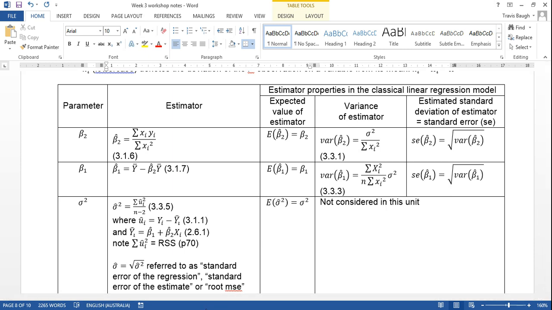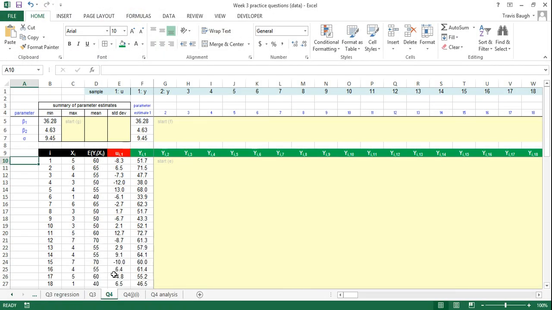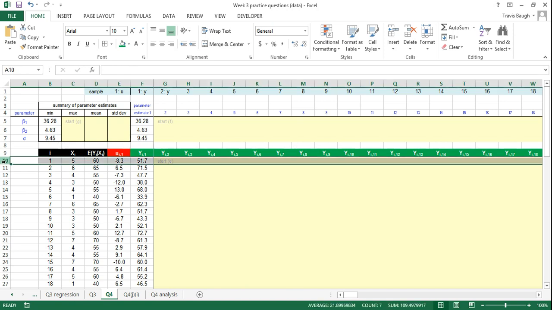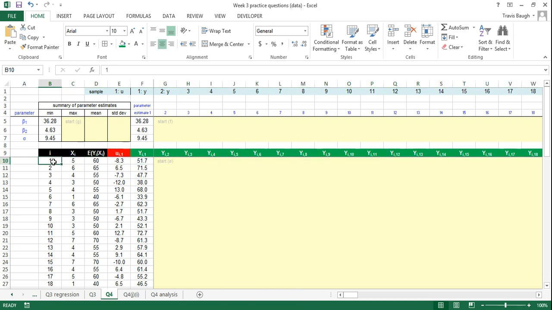And part A says review row 10 of this worksheet and write down the equation of the simple linear regression model that specifies y as a function of x and the disturbance term ui. Okay, so if we start looking along row 10, here's the index. This is just an arbitrary thing saying that this was our first observation. Here is the first observation on x. It's been hard-coded as 5. That's because it's just data.